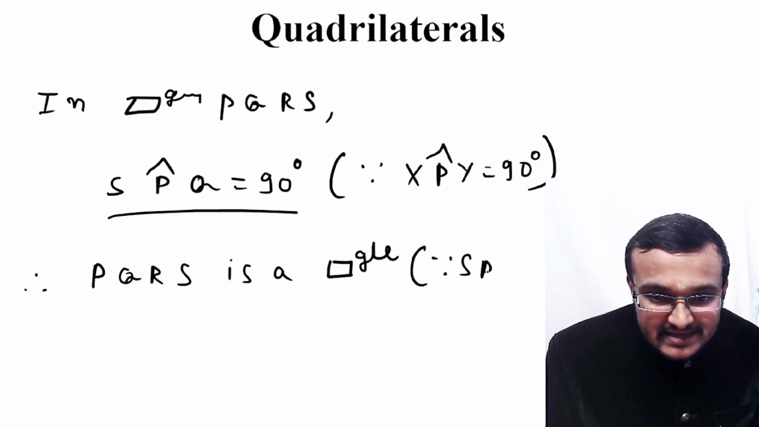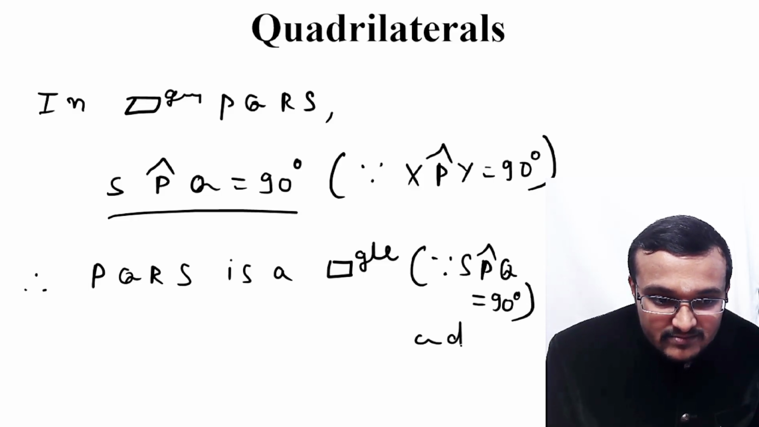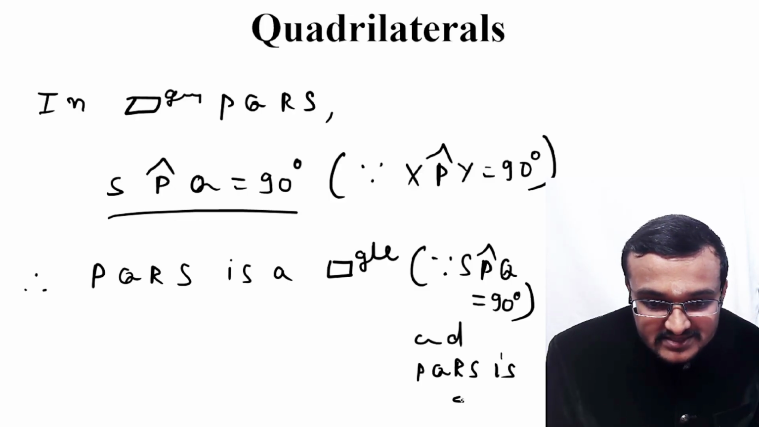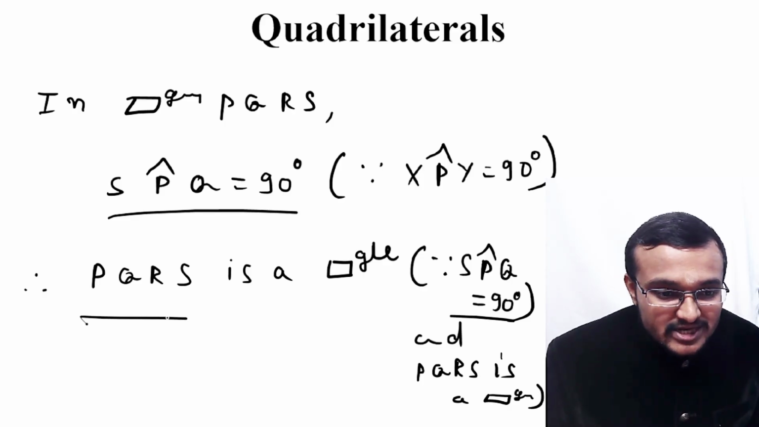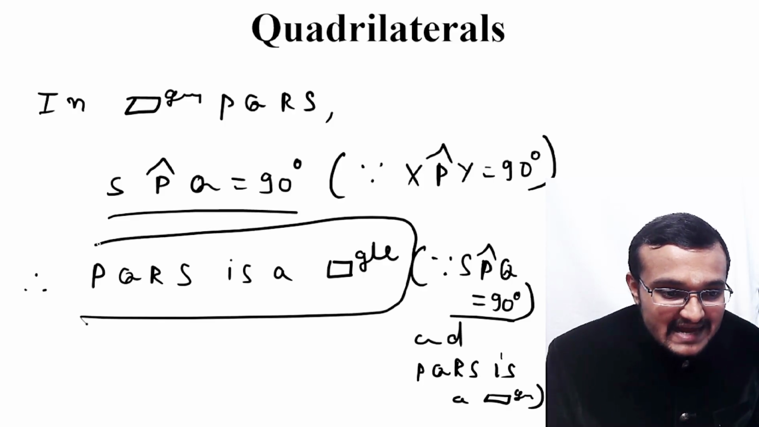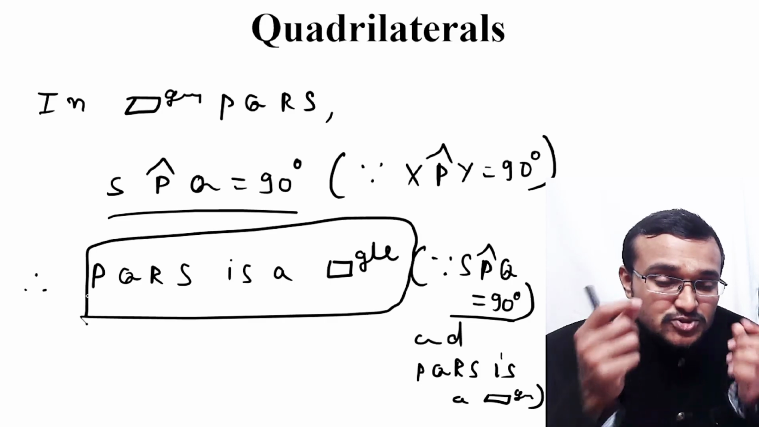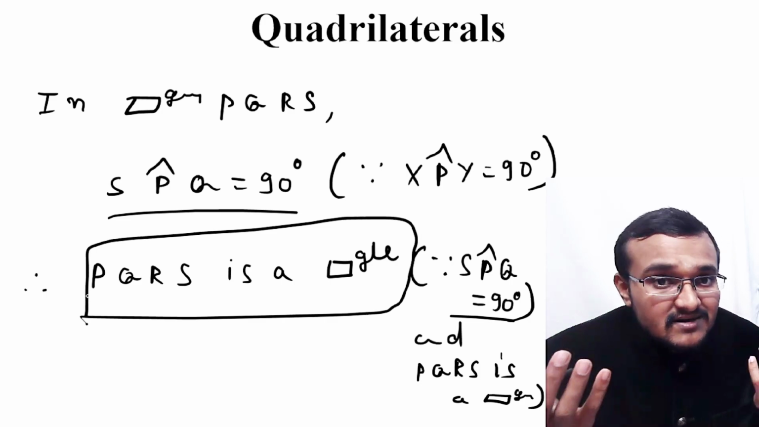This is because SPQ is equal to 90 degree and PQRS is a parallelogram. So in a parallelogram, one of the angles is equal to 90 degree. That means that particular parallelogram will act as a rectangle. So PQRS is a rectangle.